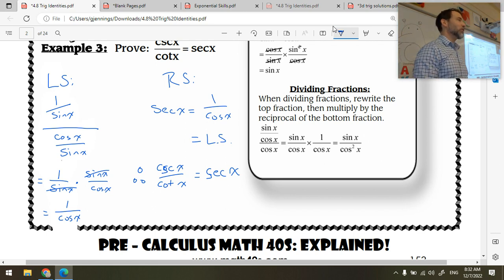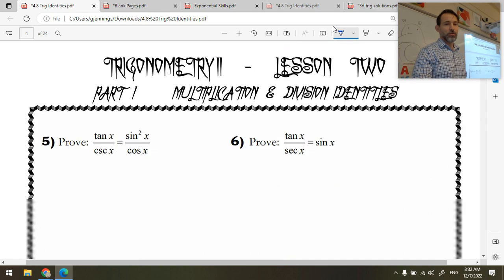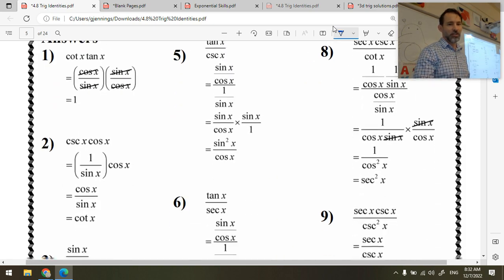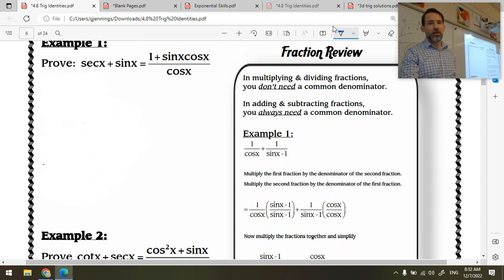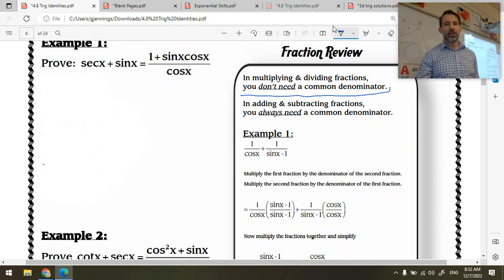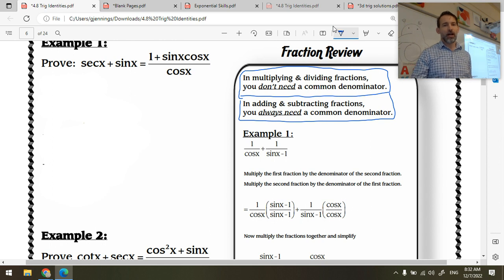These are identities that use multiplication and division. We're also going to see identities that use the addition and subtraction of fractions. So here, when you're multiplying and dividing fractions, you do not need a common denominator. This can't be overstated enough. If you're adding and subtracting fractions, you always need a common denominator. So let's go for it.